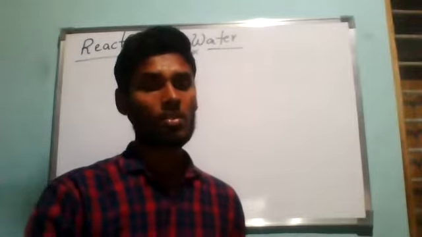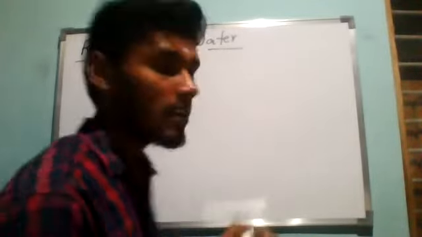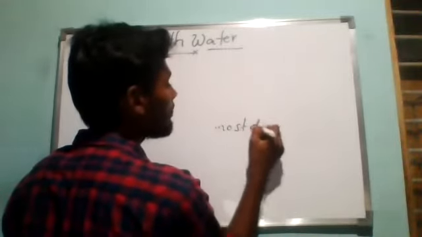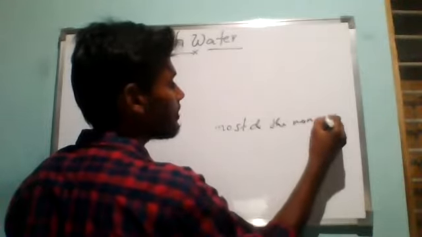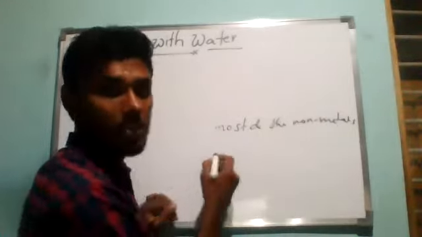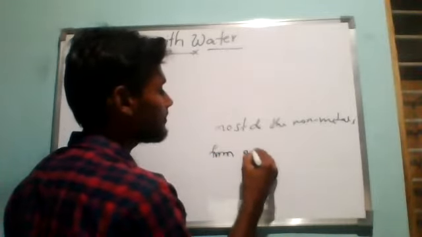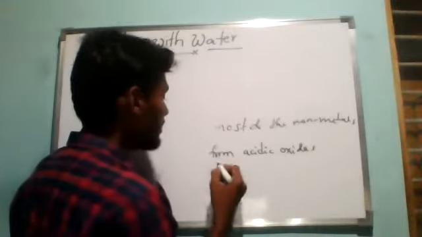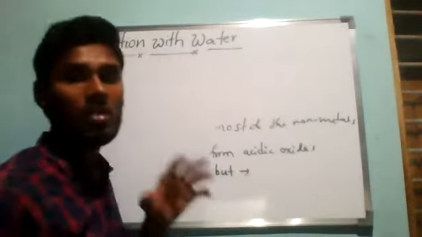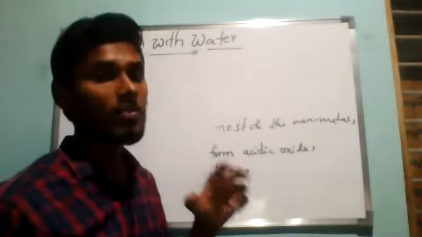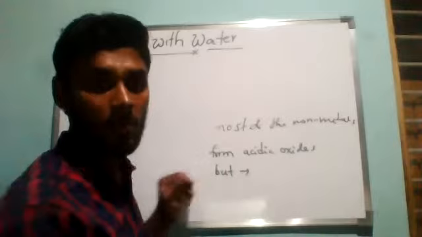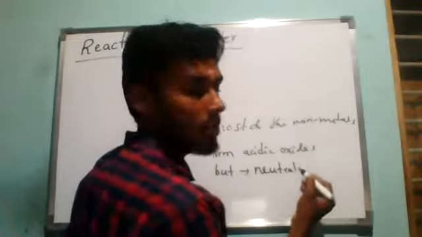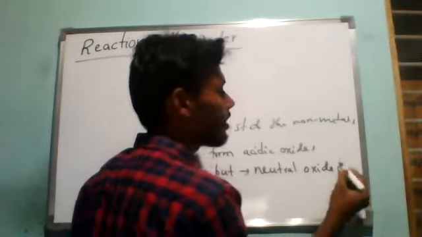Now please note that most of the non-metals will form acidic oxides. I am saying not all, most of them. But there are some exceptions. Few non-metals will form not only acidic oxides, they will form neutral oxides, meaning neither acidic nor basic. So they will form neutral oxides also. This is only a few.